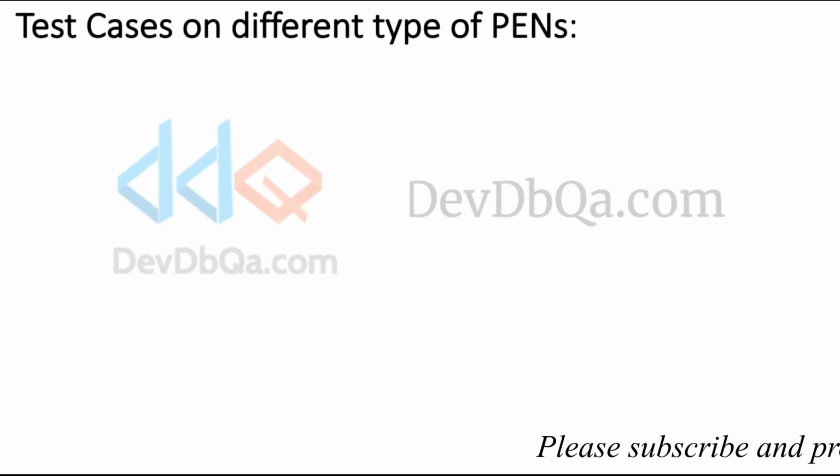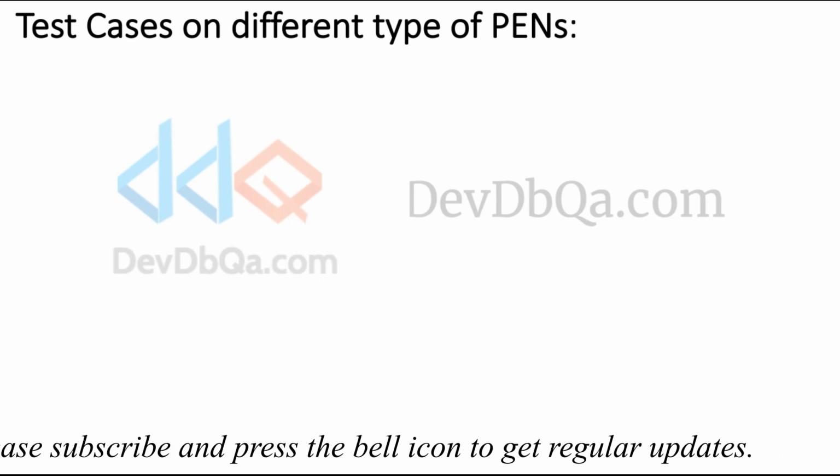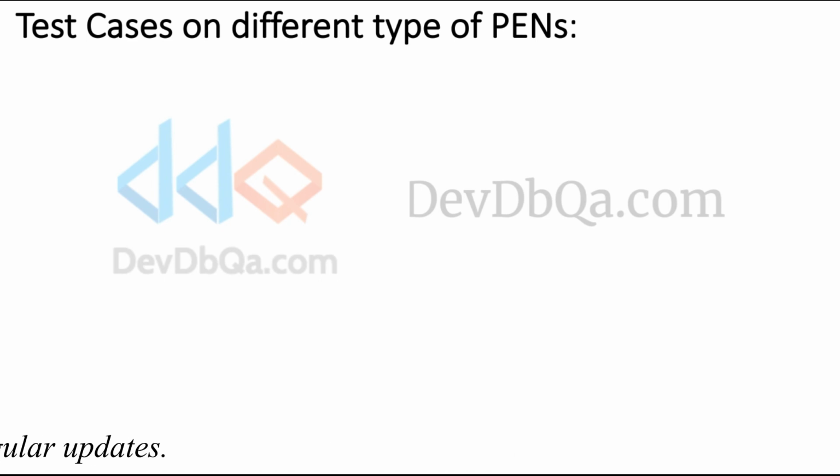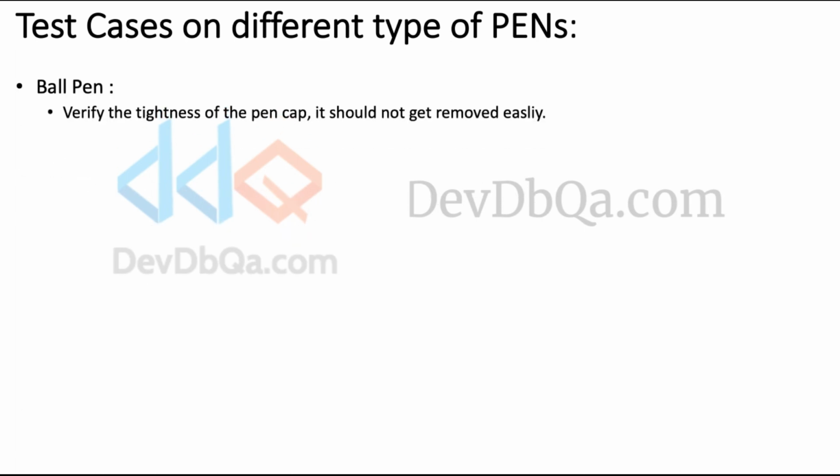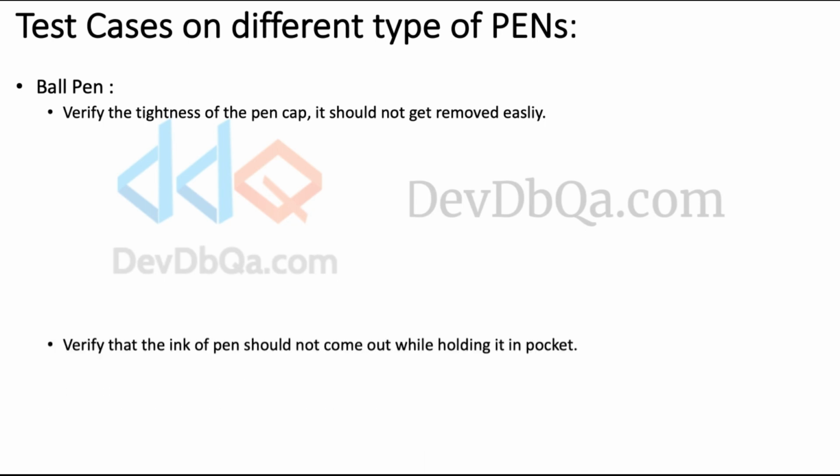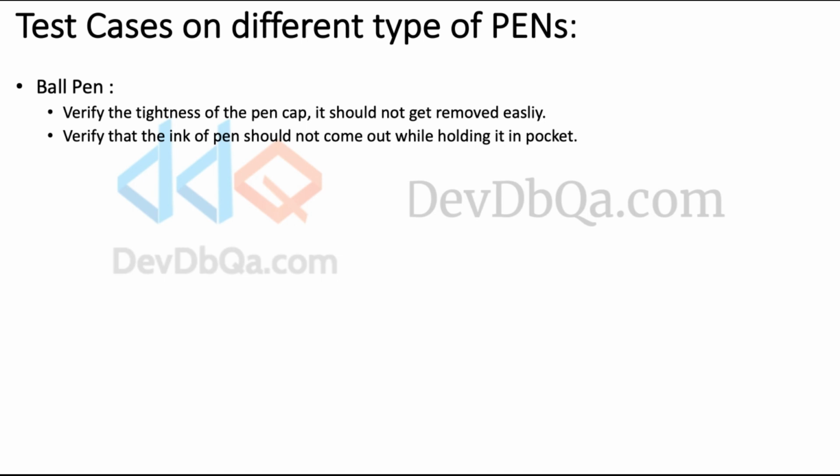Now there are different types of pens available in the market. So I have written down some of them and some of the test cases for those particular types of pens. Number 1 is ball pen. Verify the tightness of the pen cap. It should not get removed easily. So the tightness of the pen cap of a ball pen should be verified. Verify that the ink of the pen should not come out while holding it in a pocket.